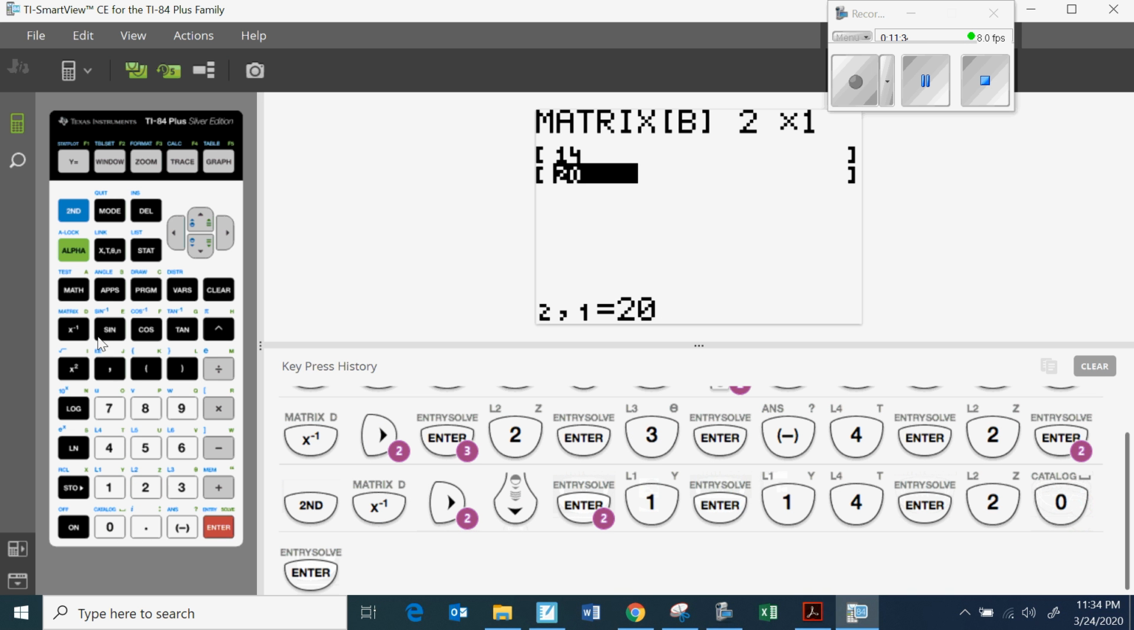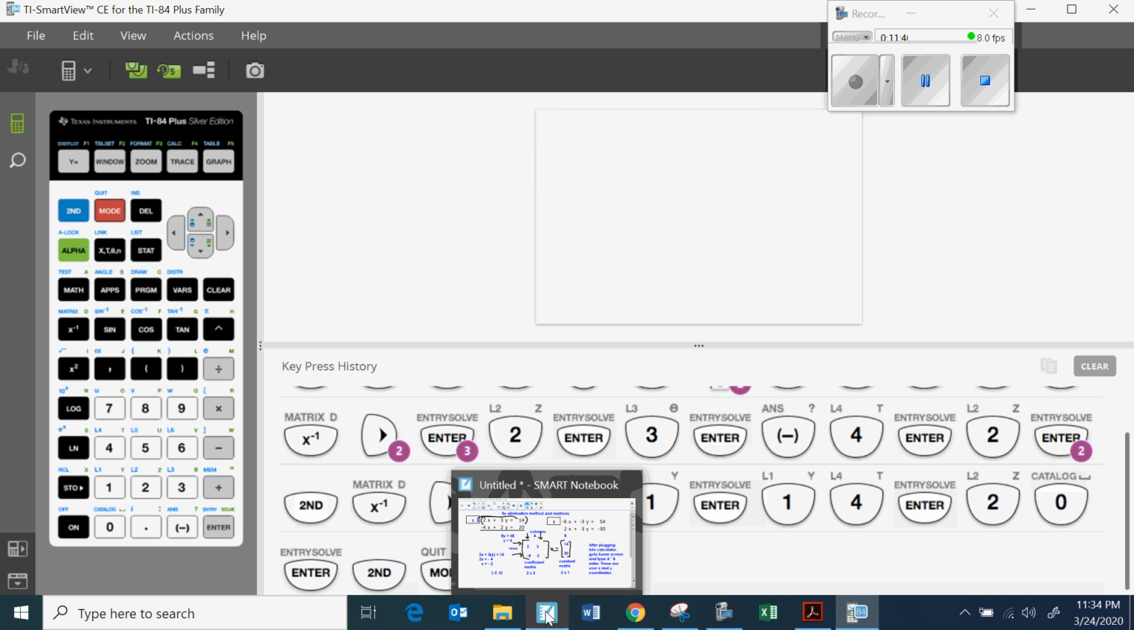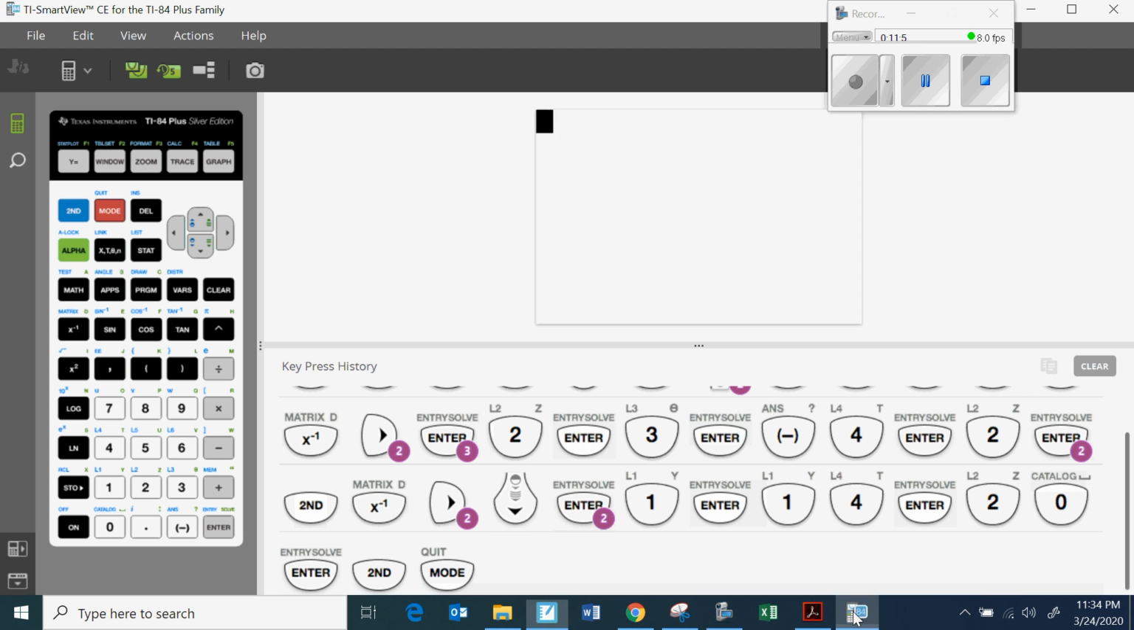Okay, and remember what it said to do after that? Go back to the home screen, second quit. And on the home screen, remember what it said to type? See if you can tell me right now before I bring it up. A inverse B. We're going to type that on the screen. It's going to kick out these two answers right there.